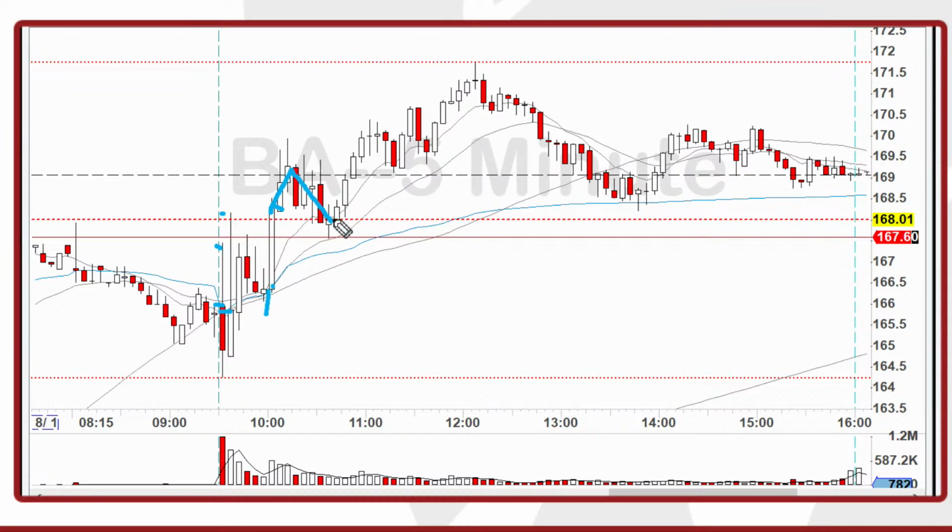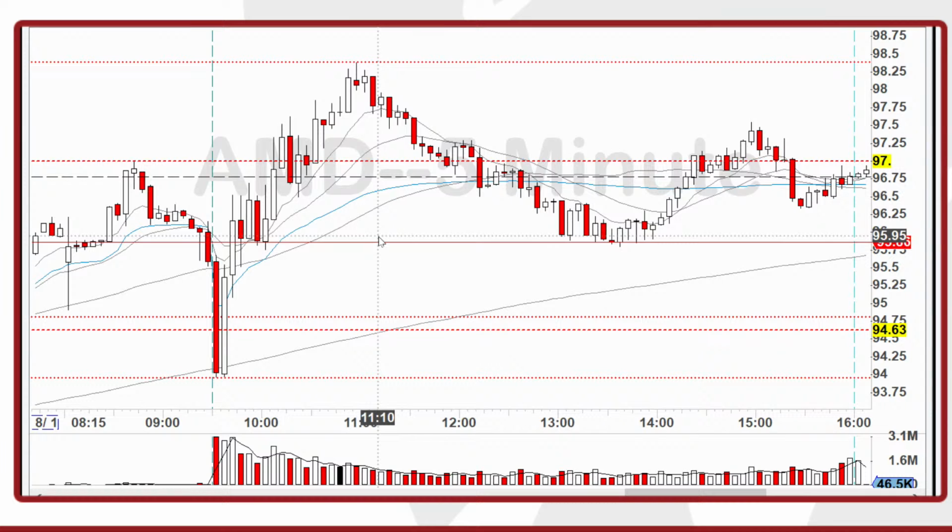And then you get into this beautiful continuation. So yes, you might have missed this break towards the high of the day, but this one here, very nice setup, retesting this 168 level that we had. So that was a pre-market high, and you can see how well that traded after that. So BA had been having some positive news. They did very well yesterday. Many of you guys in the community took this trade here, guys.